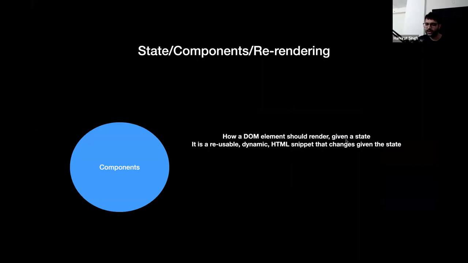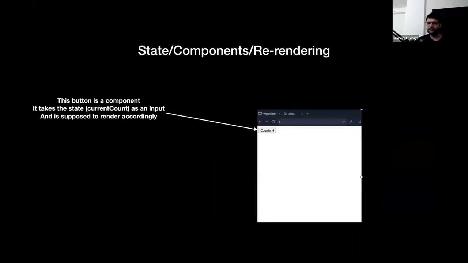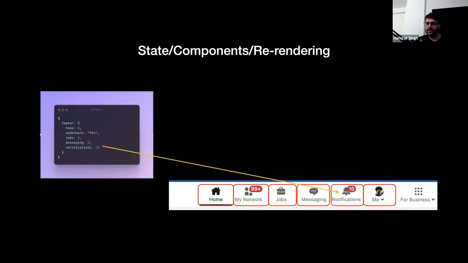How a DOM element should render given a state? It is a reusable dynamic HTML snippet that changes given a state. The button component is effectively, this thing that you see here is effectively a component. It takes a state, the current count as an input, and is supposed to render accordingly. If the input to this button is 5, it needs to render as counter 5. If the input to this button is 4, it needs to render like this. This again is a simpler example.